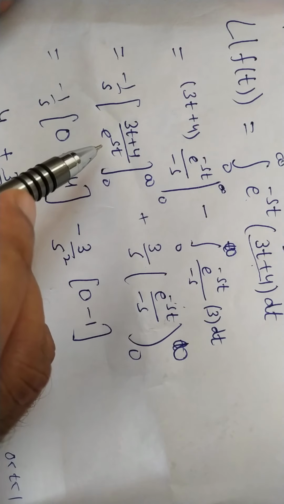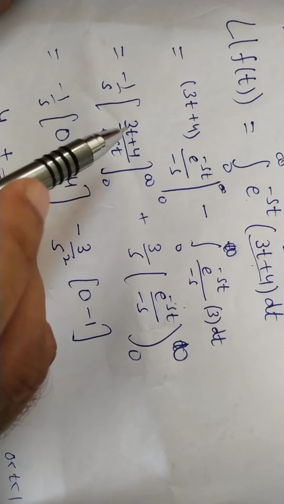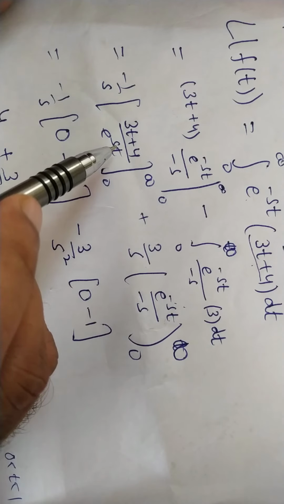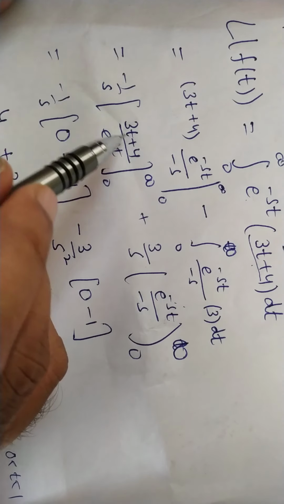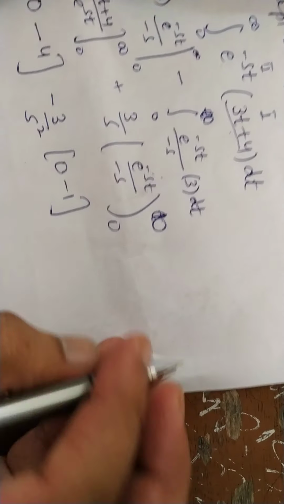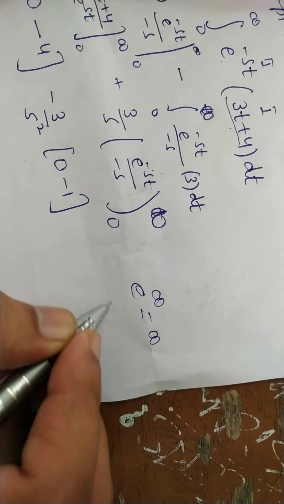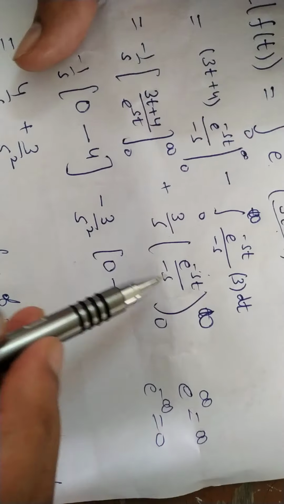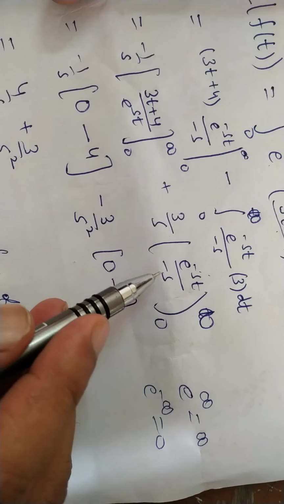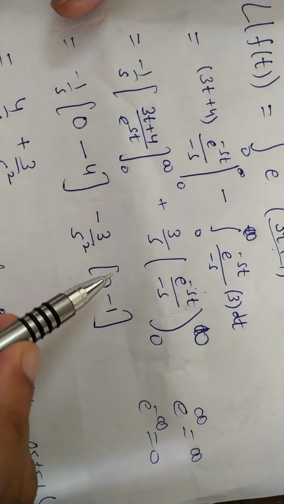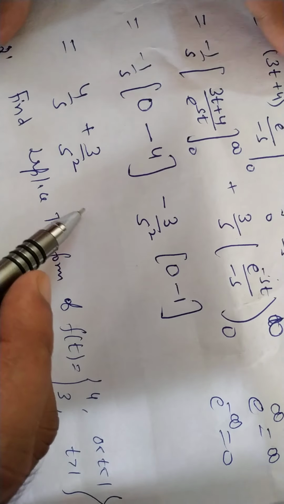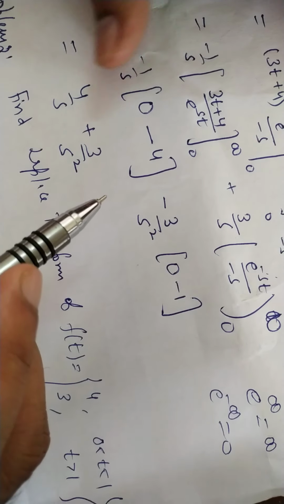Now just putting the limits. When we put infinity here, it is a 0 times infinity form, which is not defined. By L'Hospital's rule, you can simplify it and it is 0, because e raised to minus infinity is 0. On putting t = 0, this becomes 0, this is 4. Similarly when we put infinity, this is 0, as e raised to power minus infinity is 0. So this first part becomes 0. On putting 0, we get minus 1, and minus s is taken common. On simplification, we get 4 by s plus 3 by s square. So in definition, you just apply the formula and solve the integral.